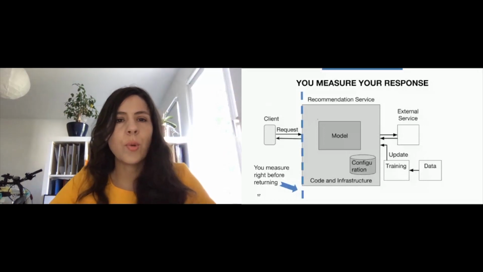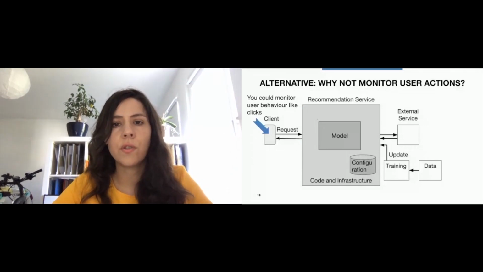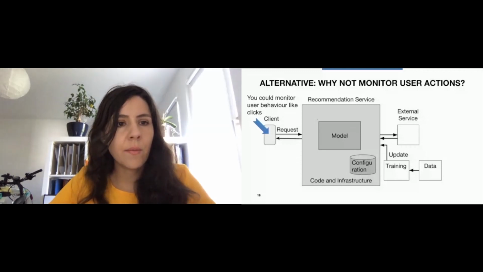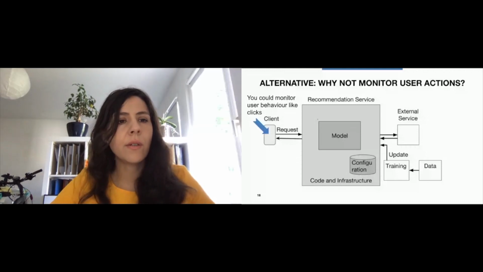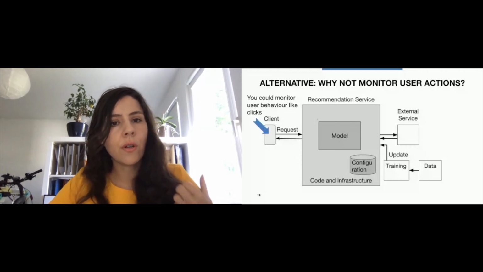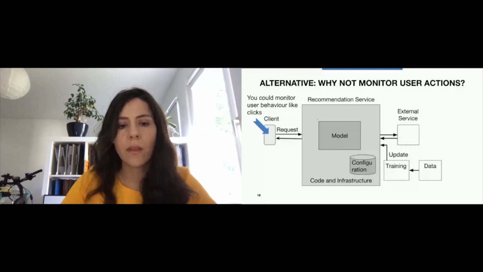I also wanted to present you some alternatives that I could have decided on for a solution. And I sometimes get asked, why didn't you do this instead? So I wanted to show you why not. So alternatively, we could also decide to monitor user behavior with the actual user interactions. So let's say we return our recommendations and just have a look how much users click. Why is this not as useful?